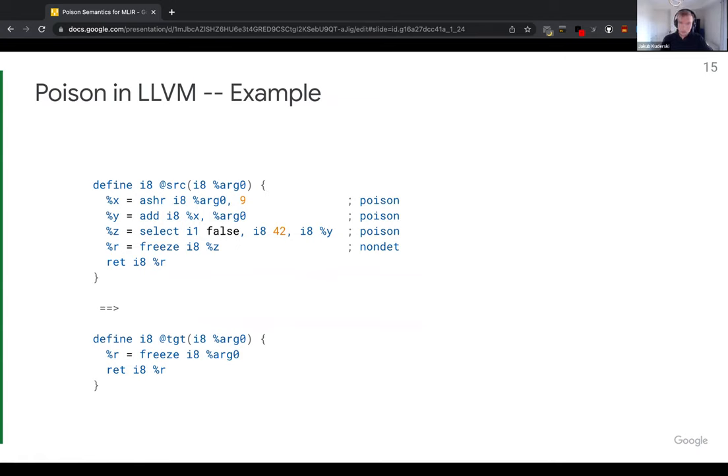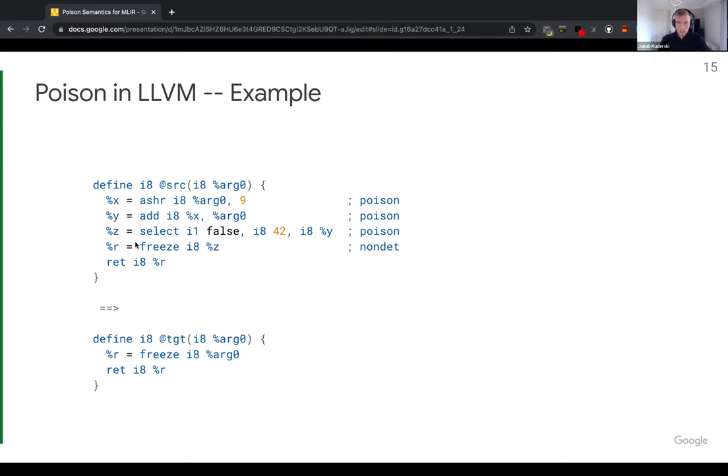So here's one example in LLVM IR. It starts by doing an illegal shift to the right. So this shift would produce poison. Then we add something to it and addition propagates poison, so we get another poison. Then we have a select, and we select not the constant, we select the poison value. So we get poison again.